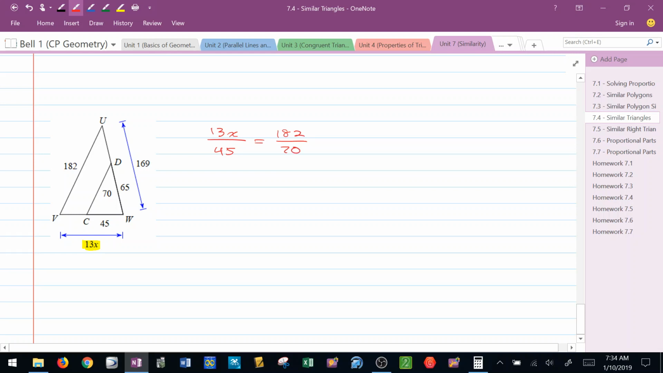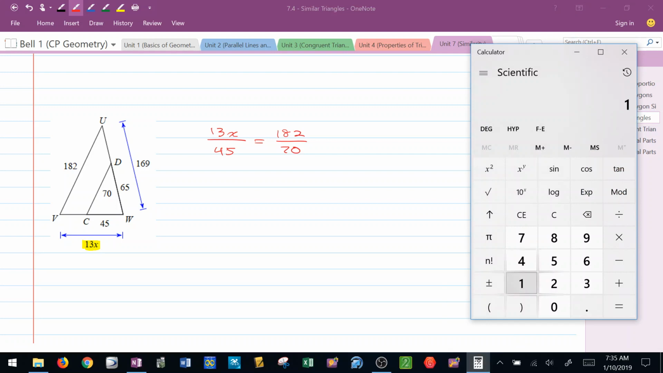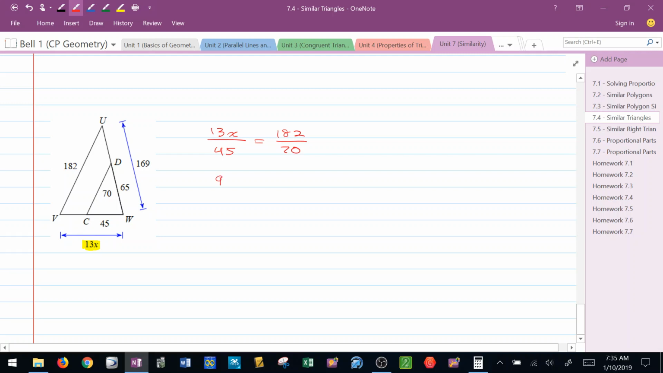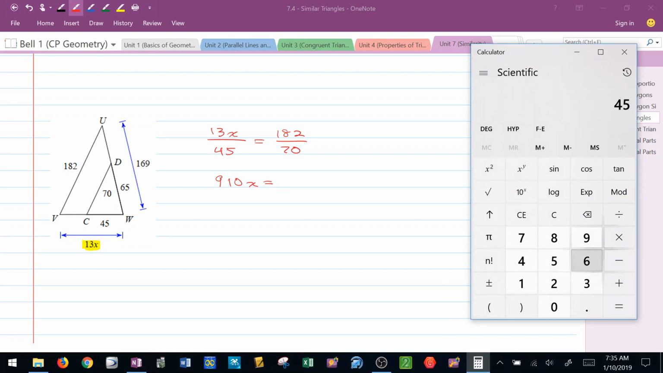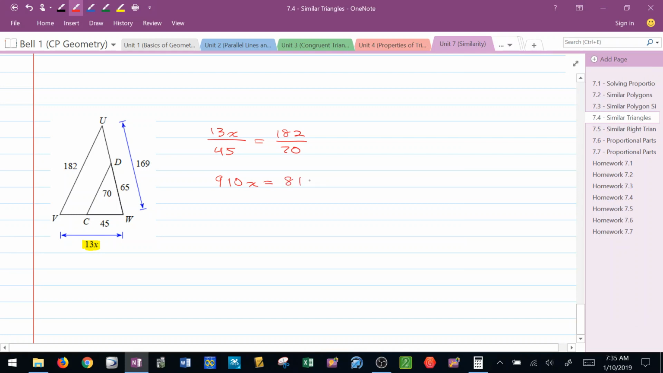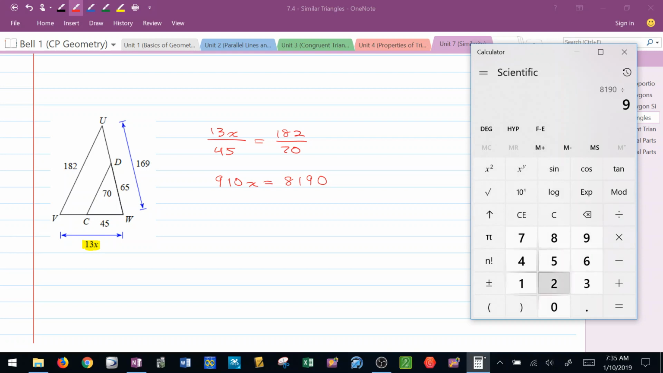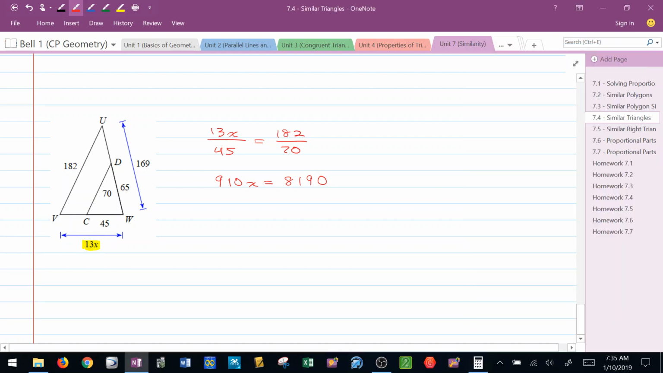Now, because these are similar figures, it doesn't matter which pair I use. I just have to do the side measurements in the same order. Big triangle over little triangle in this case. All right, so if I take 13 times 70, I get 910x. And that's equal to 45 times 182, which is 8,190. Divide that by 910, and that tells me that x is equal to 9.